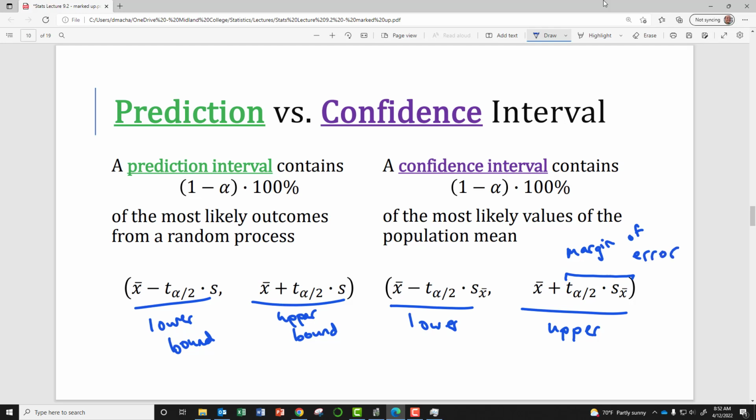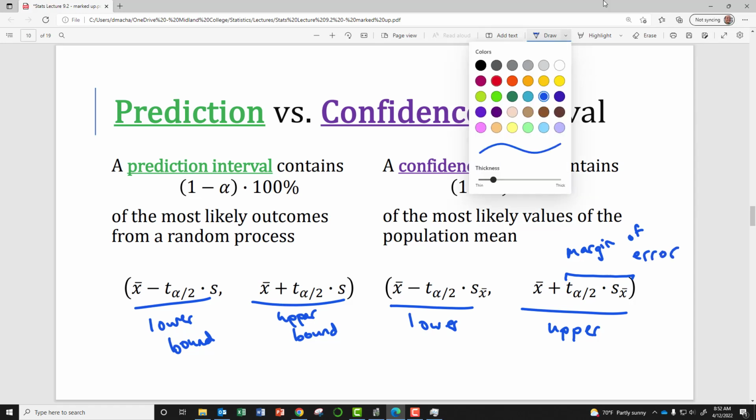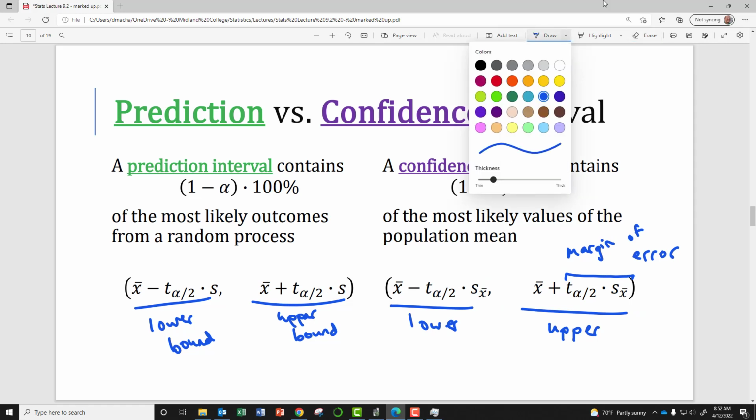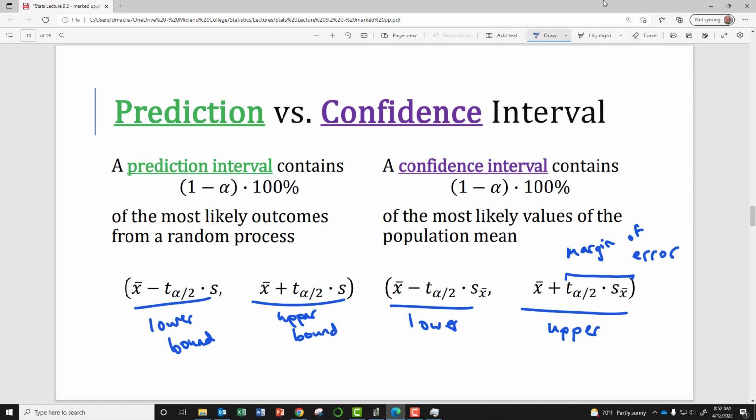And notice that the only difference between these prediction intervals and these confidence intervals is that in the prediction interval, I just use the standard deviation of the underlying distribution, whereas in the confidence interval, I'm going to use the standard deviation of the distribution of the sample mean. In other words, I'll use the standard error of the mean there. So those are the differences, and just keep an eye out, we're going to look at 2 different types of interval in section 9.2.